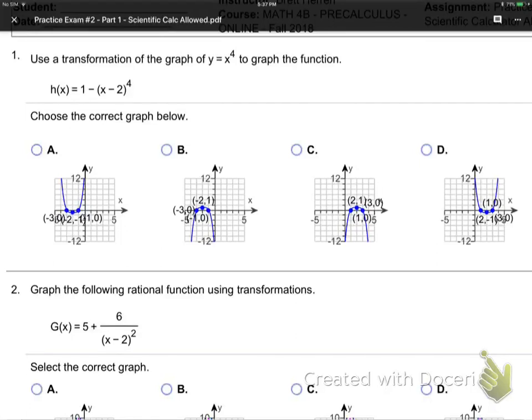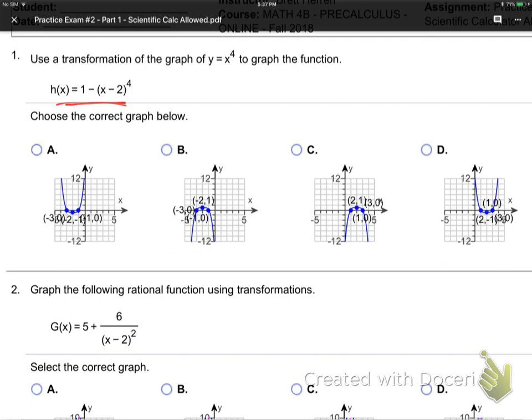Okay, so here's practice exam 2, part 1. It wants us to graph this function. So how do we graph it? Well, first off, x to the fourth, that's like x squared. It's a u-shape. These are all u-shapes, though, so that doesn't eliminate anything.